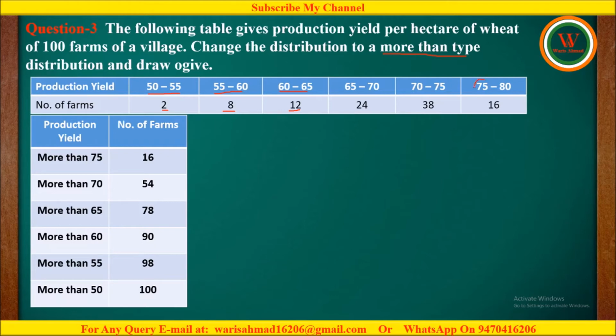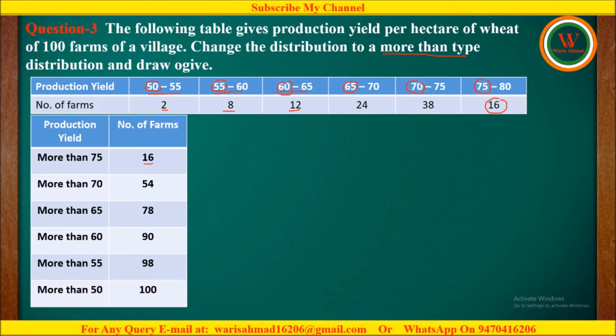So first of all I have taken from here 75, so here more than 75. Next one is more than 70, then more than 65, more than 60, more than 55, and more than 50. After that we have to write down the cumulative frequency from the last. So from here we can observe that the class interval 75 to 80 is having the frequency 16. So same thing I have copied here.